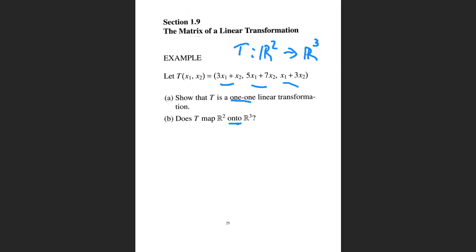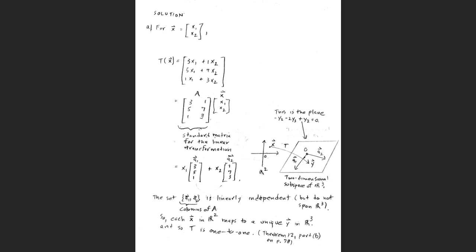Okay, so, and we want to know if you have different vectors in R2, would they map to different vectors in R3? Well, we're not doing onto yet. We're just doing one-to-one. We'll get into the onto part next. This function, yeah, it turns out that it is one-to-one, and I'll show you why. Let's go to a solution of this. So it helps to come up with the standard matrix A.